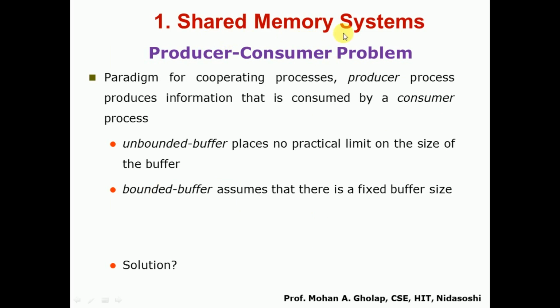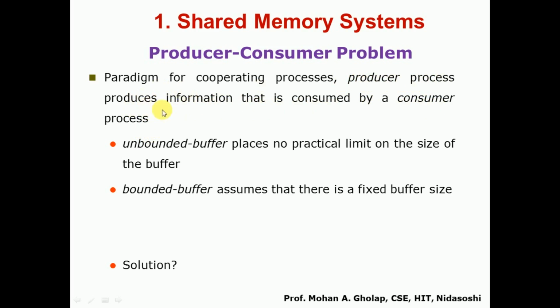In order to understand the shared memory system, let us visit a classical problem, the producer consumer problem. The paradigm for cooperative processes is the producer consumer problem, and we know that the producer process, as the name itself indicates, produces the information and that is consumed by the consumer process.